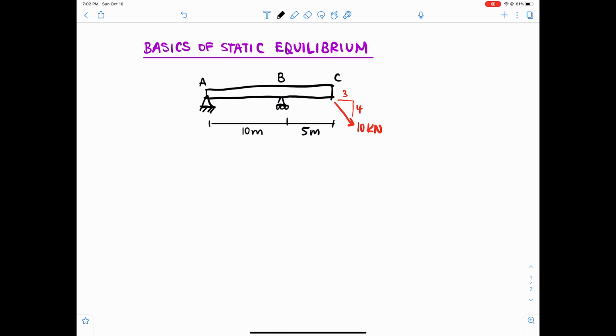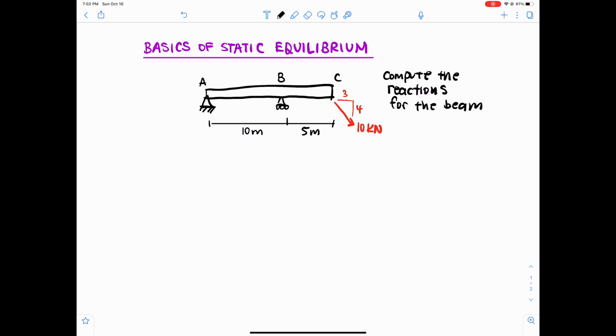And the problem is asking to compute the reactions for the beam. Okay? Now, what are the reactions? Well, that's a good question. So what are reactions in the first place?